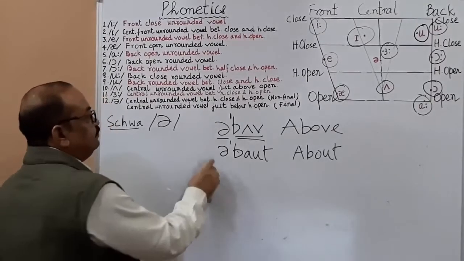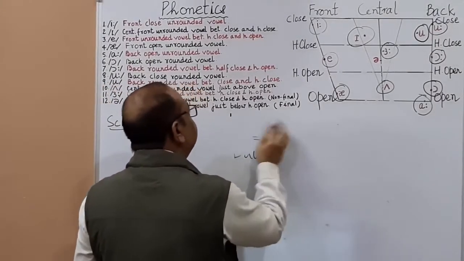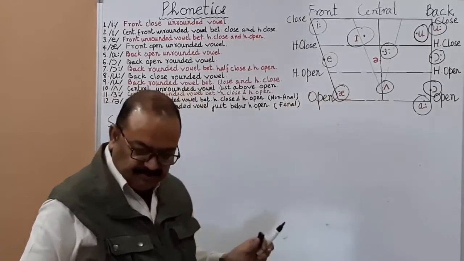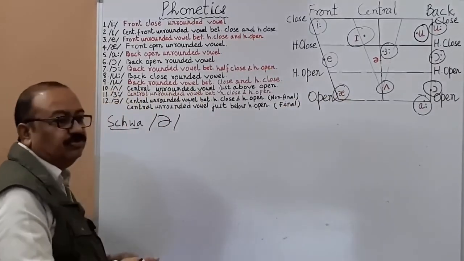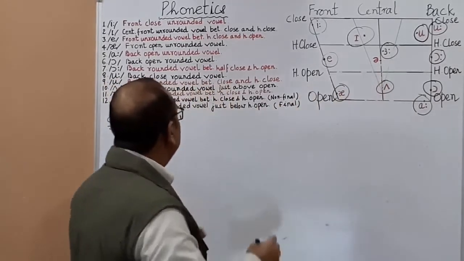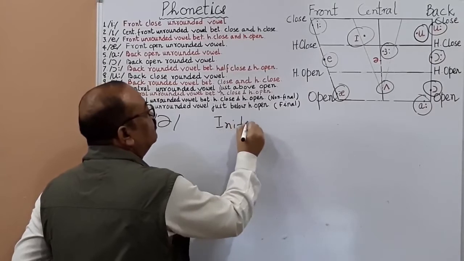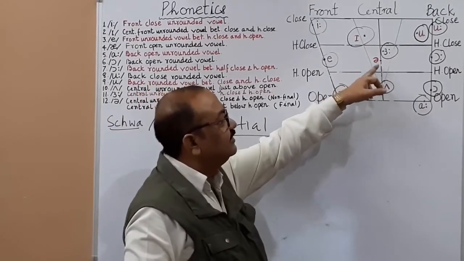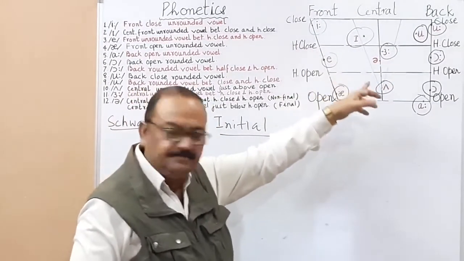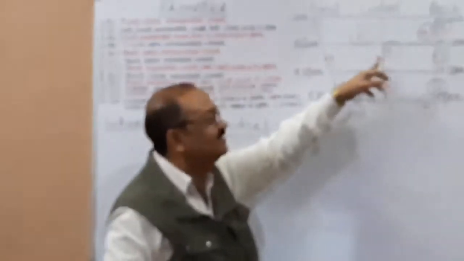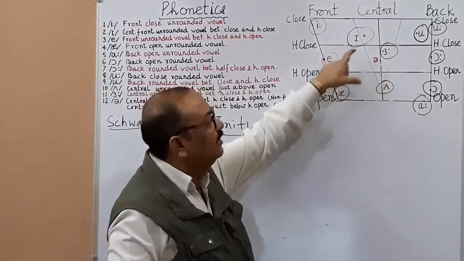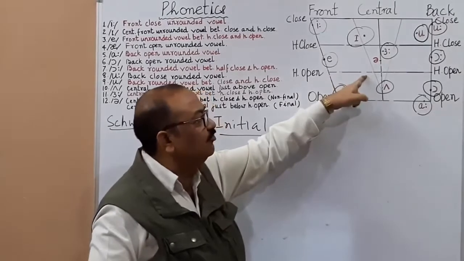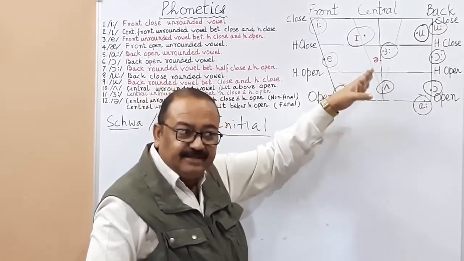Now we will discuss the three-term description. This occurs initially as well as finally, and medially too. So we are talking about the initial position. But before I discuss the initial, I would like you to tell me the position of this. This is central, unrounded, because you don't round your lips. Central, unrounded vowel occurring between half closed and half open position.